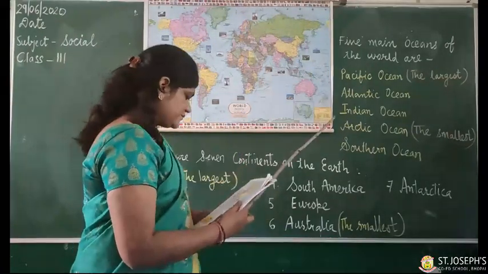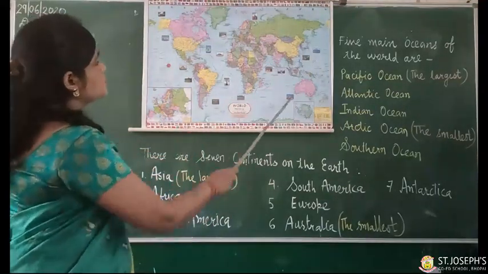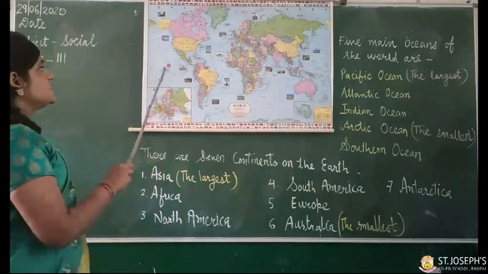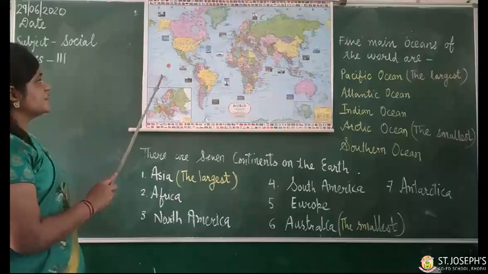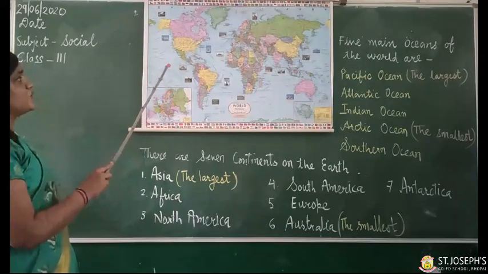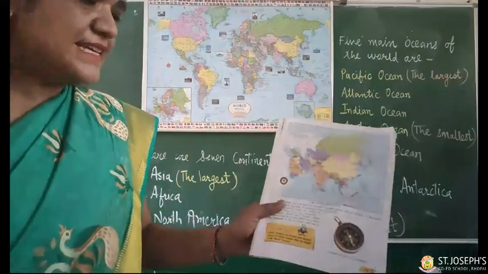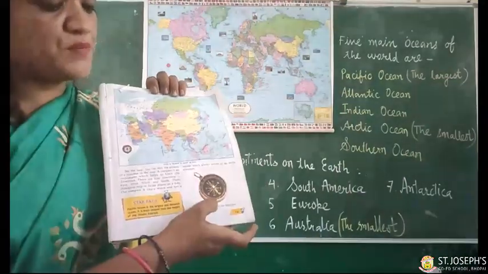Now, children, please see this map very carefully. What else can you see? Here, can you see this? This is a compass. What is this, children? This is a compass. You can see it here and in your book also. This is a compass at the side of the map. You can see this big one.